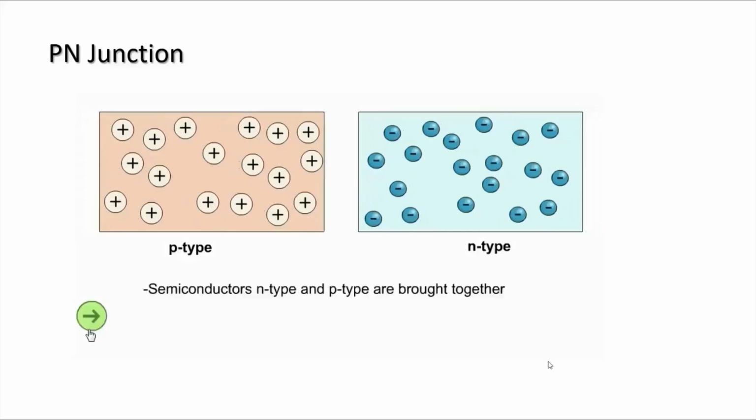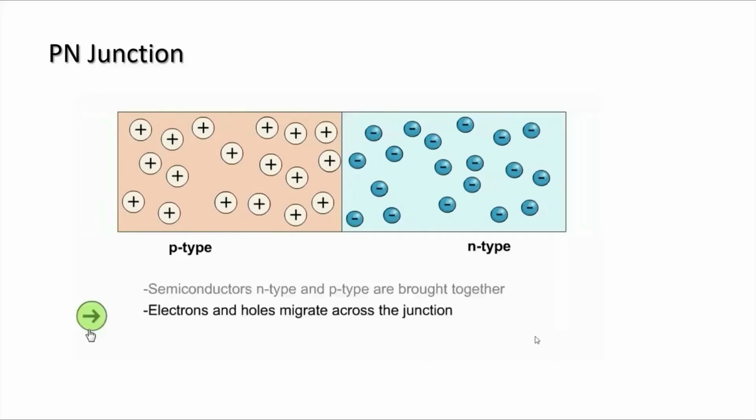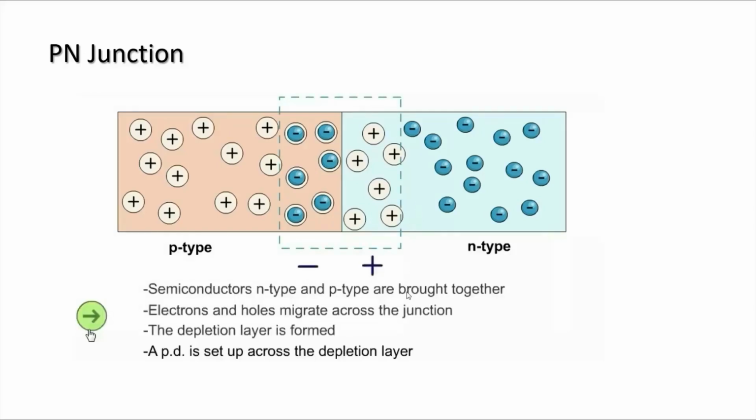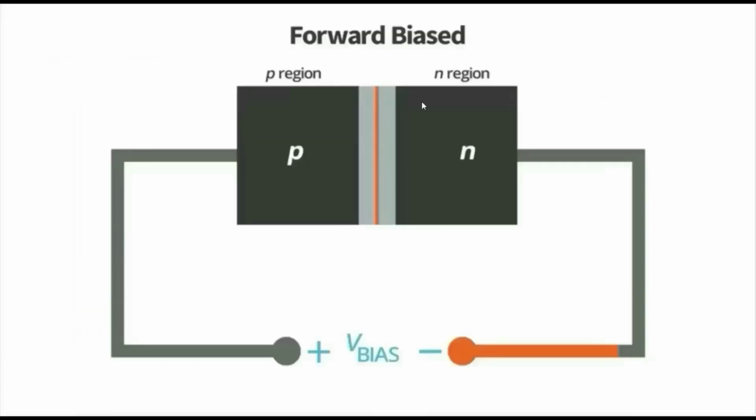When p and n-type semiconductors come into contact, electrons will diffuse from the n to p region and holes will diffuse from p to n region. A neutral region forms, known as the depletion layer, and there is a potential difference from the n to p region. It is known as barrier potential. We know that there is a barrier potential existing from the n to p region. It prevents the further flow of the electrons and holes.